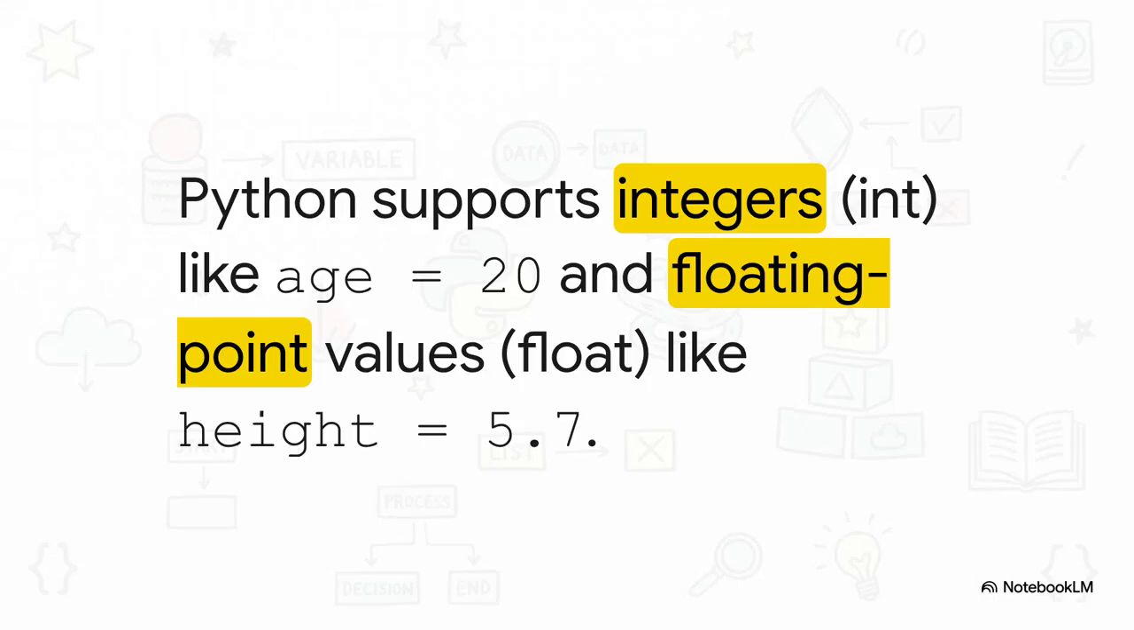First up, numbers. This is pretty much what you'd expect. Python can handle whole numbers, which it calls integers, or int for short, like setting an age to 20, and it can also handle numbers with decimal points, which are called floating point numbers, or float, like a height of 5.7, and yep, you can use these for all your regular math.